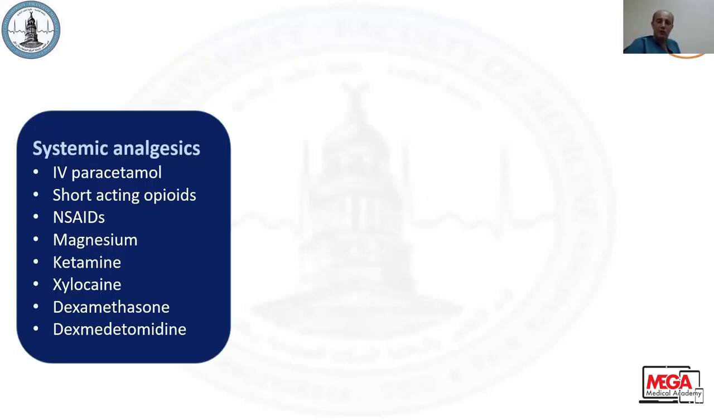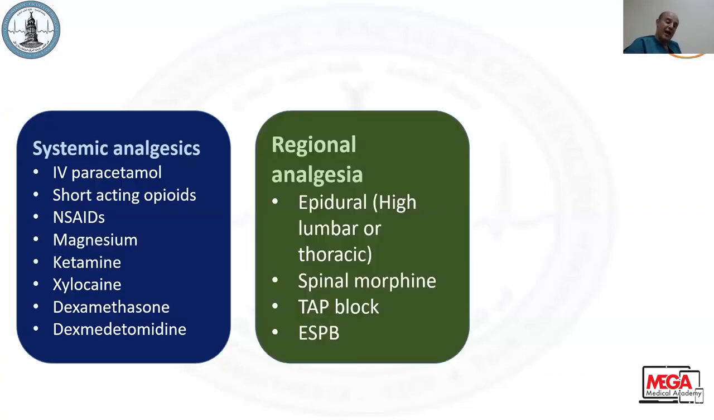It includes the use of systemic analgesics starting by intravenous paracetamol, acetaminophen, short-acting opioids, non-steroidal anti-inflammatory drugs, the NMDA receptor antagonists, magnesium and ketamine, the local anesthetics IV, the xylocaine, dexamethasone, and lastly, the most effective of them is the use of dexmedetomidine intraoperatively as a pseudoanalgesic or as an adjuvant to the analgesia and anesthesia during this in the postoperative.